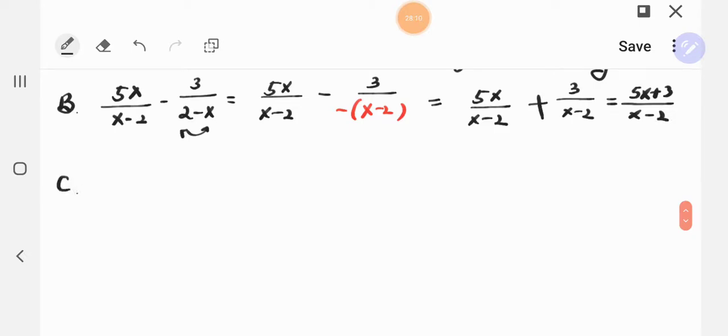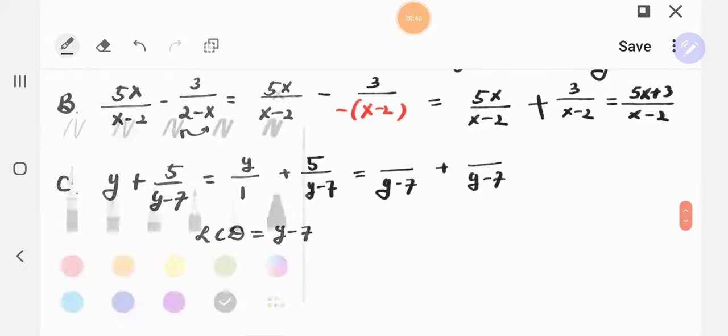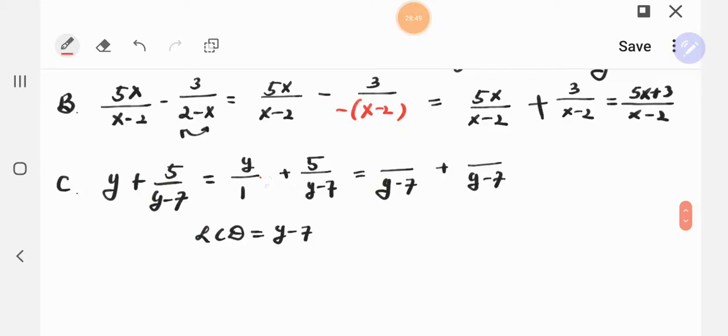Okay, letter C is y plus 5 over y minus 7. So why don't you try this? Okay, pause it and try. All right, then y is equal to y over 1 plus 5 over y minus 7. We know that the LCD is what? y minus 7, right? So rewrite it. The first expression should have the denominator y minus 7, and the second part is y minus 7, still the same. So we just multiply the numerator and denominator by y minus 7.